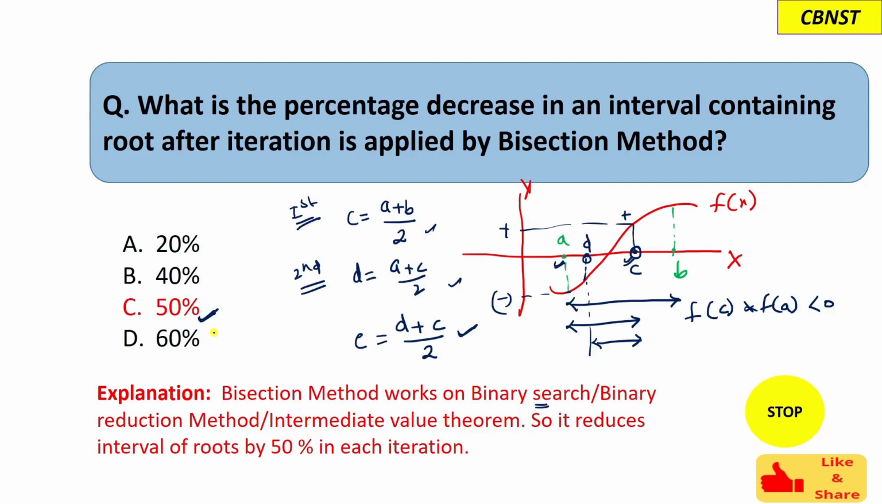So I hope you have got the idea behind this question and why we are getting the 50% reduction in each iteration.